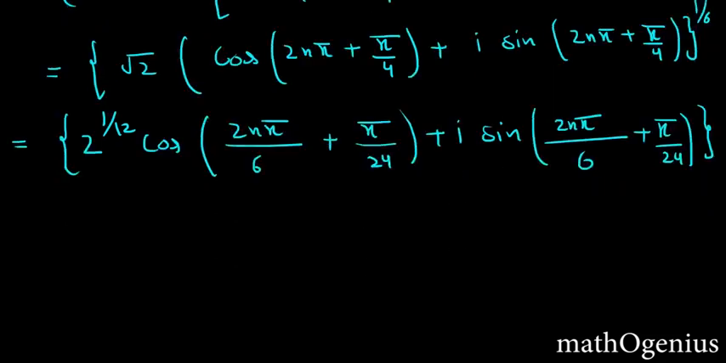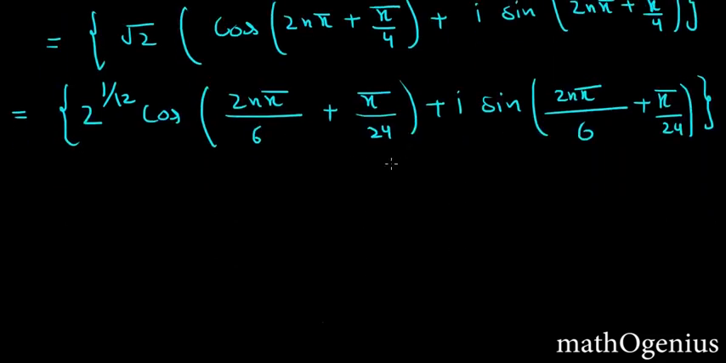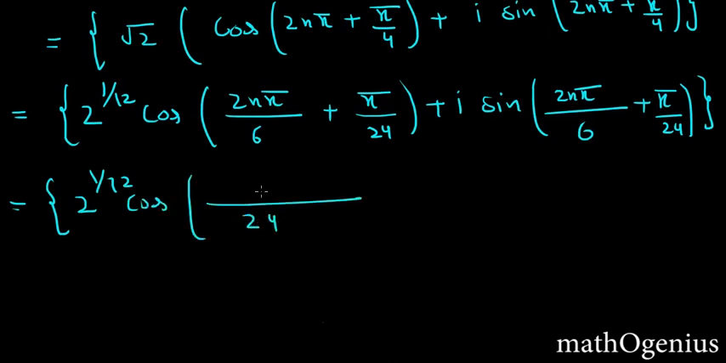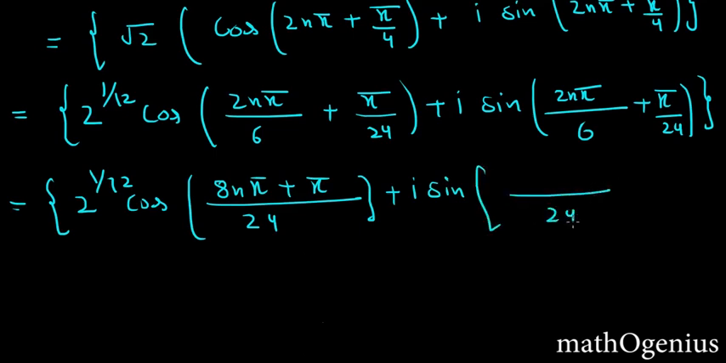Okay, so now we can take the LCM in here and solve it further. So we get 2 raised to the power 1 by 12 cos, and LCM 24. We can also cancel these things. It will give us 8n pi plus pi over 24, and iota sine, here it will give us the same thing, 8n pi plus pi over 24. Now when you are here, after this it becomes really easy.